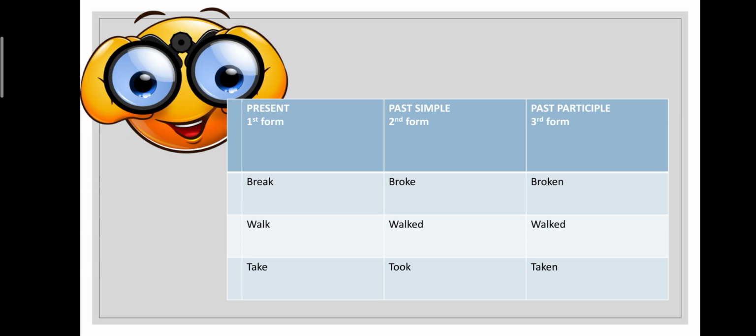Break is the present form and break is changed into broke. Like any action, if I talk about yesterday, so I want to talk about the break, I'll say broke, because I'll be talking about past, and broken is the third form.